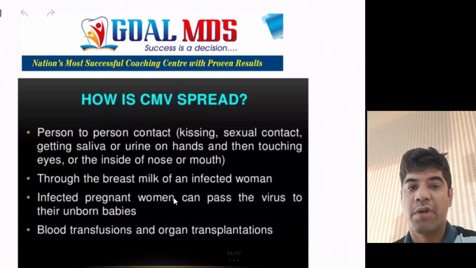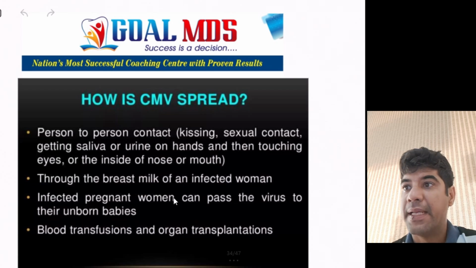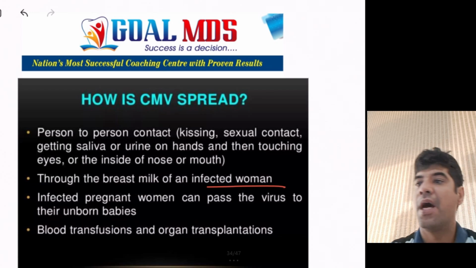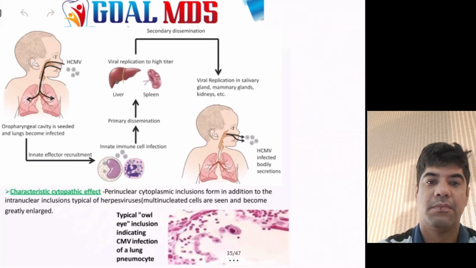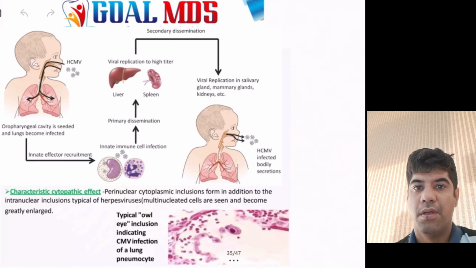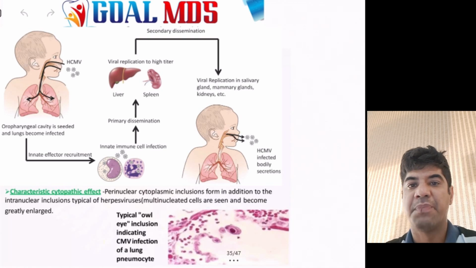It can also transmit through blood transfusion if the donated blood contains the virus. The third, it can transmit through the breast milk of the infected woman. Infected women can pass the virus to their unborn babies. Now cytomegalovirus infections are often asymptomatic, but symptomatic cases occur in immunosuppressed adults and those with AIDS.